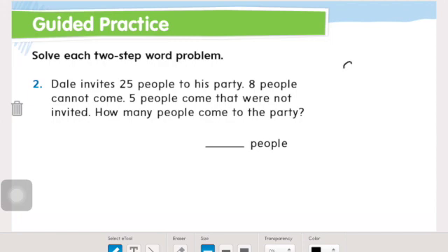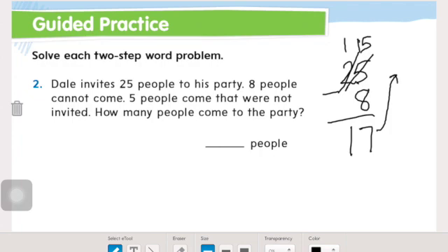Okay, so Dale invites 25 people to his party. 8 cannot come. So we need to find out how many are coming. We need to take a 10, break a 10. 15 minus 8, 7, and then bring down the 1. So 17 people are still coming because he invited 25, but the 8 can't come. So now we need to do the second part of our problem, which means we're going to start with the answer we just found, which is 17.